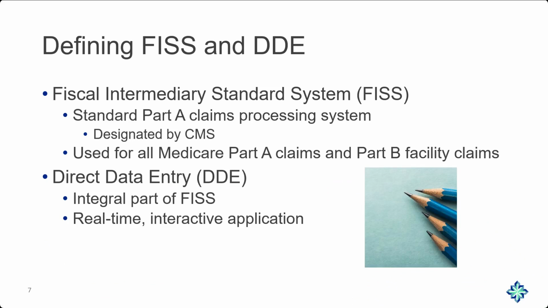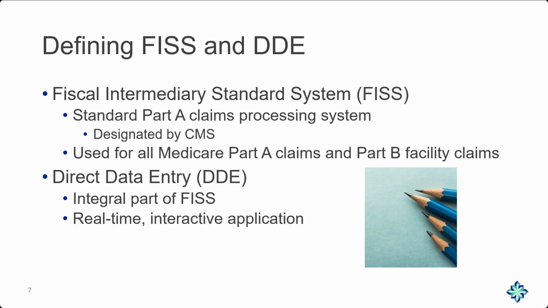Before claims processing contractors were known as MACs, Medicare Administrative Contractors, there were fiscal intermediaries for Part A. And so that's where that portion of the name of the system comes from. It's a standard system, meaning all contractors who process Part A claims have to use it. On the flip side, then, there were state Part B carriers, and they processed Part B claims for professional fees.